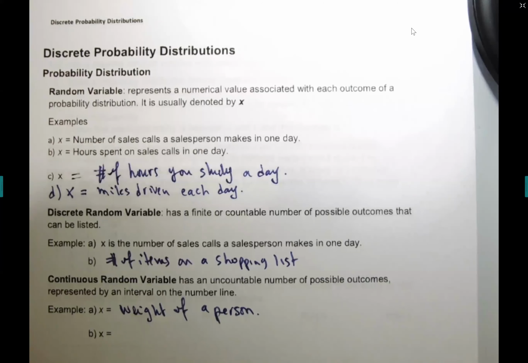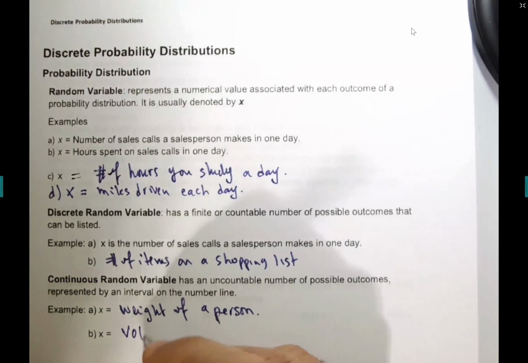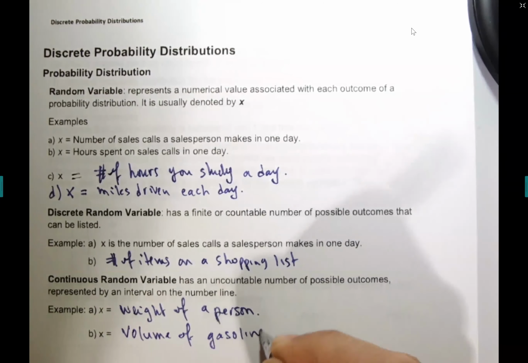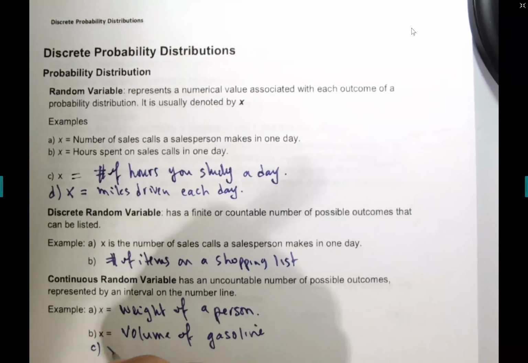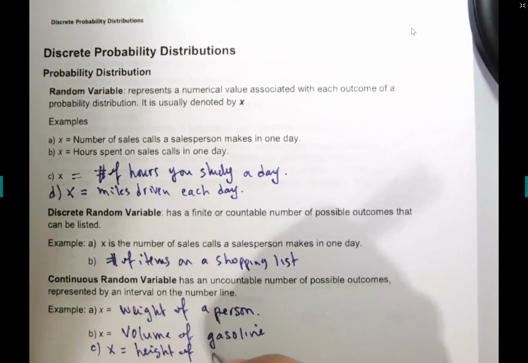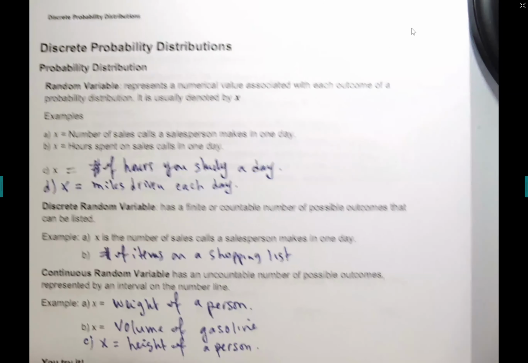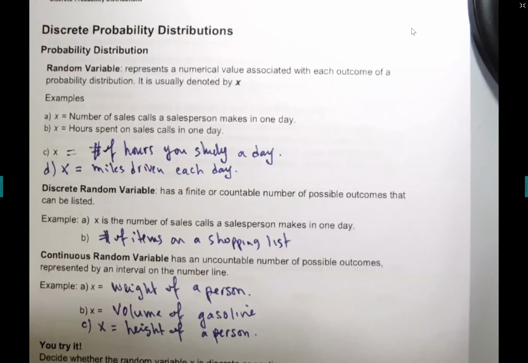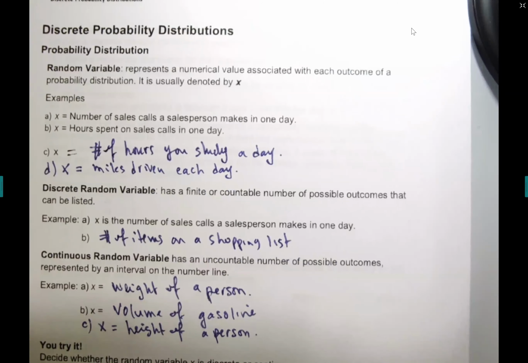Amount of gas in the car, that is not countable, so that is continuous. Volume of gas. I'll put some more. Height of a person. That is continuous. So anything, guys, that you use a tool to measure, it's not countable. You can think of it as a continuous random variable.